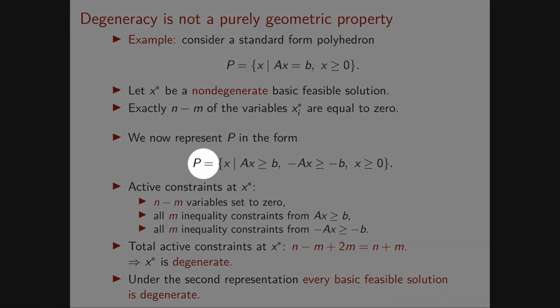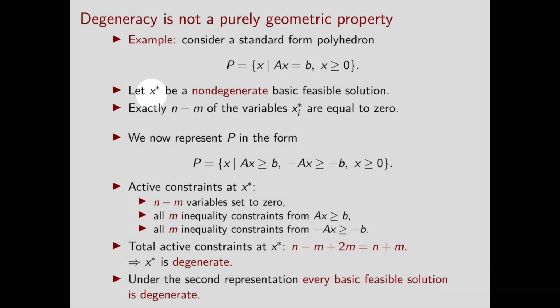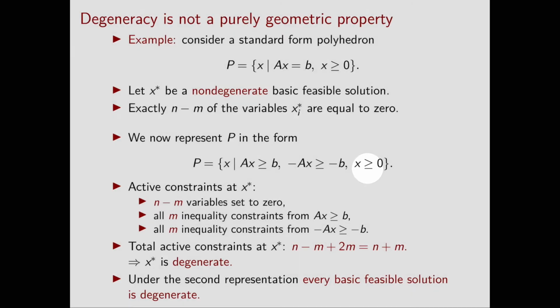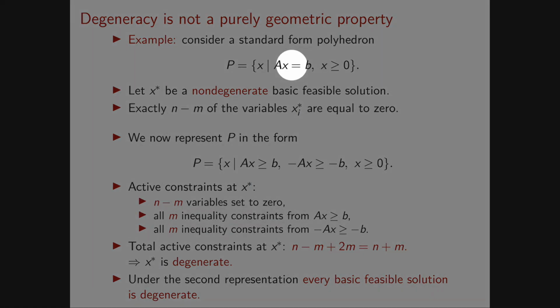So I can write P as the set of x's that satisfy Ax greater than or equal to b and minus Ax greater than or equal to minus b, and x greater than or equal to 0. Now let's just look at the active constraints at my x star vector. I still have the n minus m variables set to 0 because nothing changed among the non-negativity constraints. But now my x star vector satisfies all the equality constraints of the original system, so it satisfies at equality all these Ax greater than or equal to b constraints and all these minus Ax greater than or equal to minus b constraints. So I have m active constraints here and another m active constraints here.